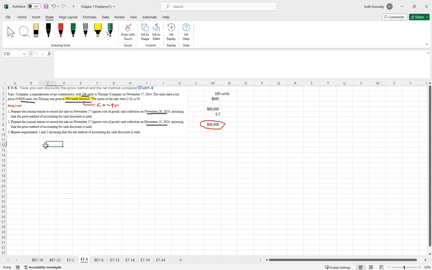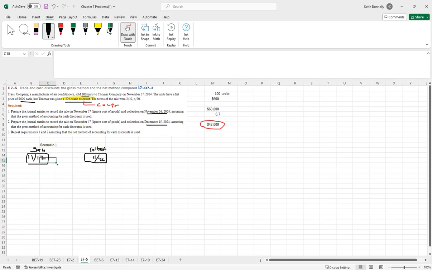Let's look at scenario 1. What they want us to do here is essentially have the sale on 11/17. That's when we sell it. So I'm just going to put sale here on account, and then we collect on 11/26. Collect, that's great.